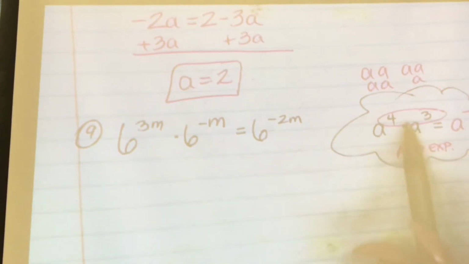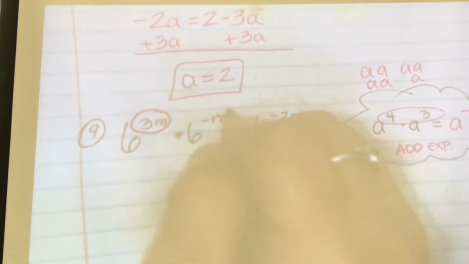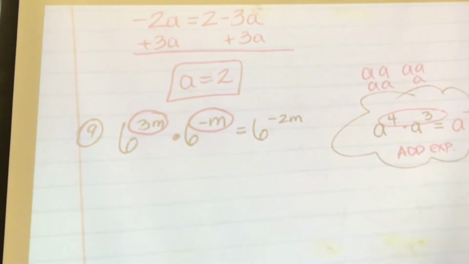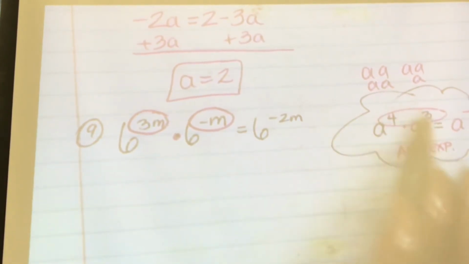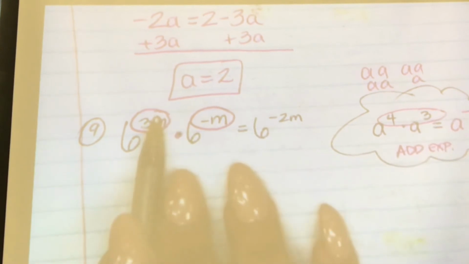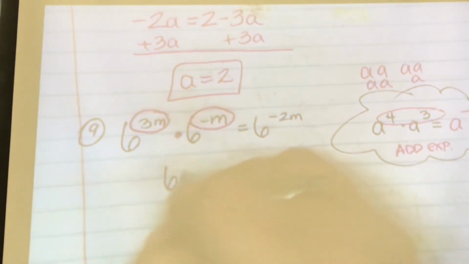So again, when you multiply exponents, you're going to add the actual exponents. So here I have a multiplication sign, so I need to add these two first. Jose, don't let me lose you. So I have 3 m's and a negative m. So 4 plus 3 is 7. 3m plus a negative m, that's how many m's? 2 m's. Good job.